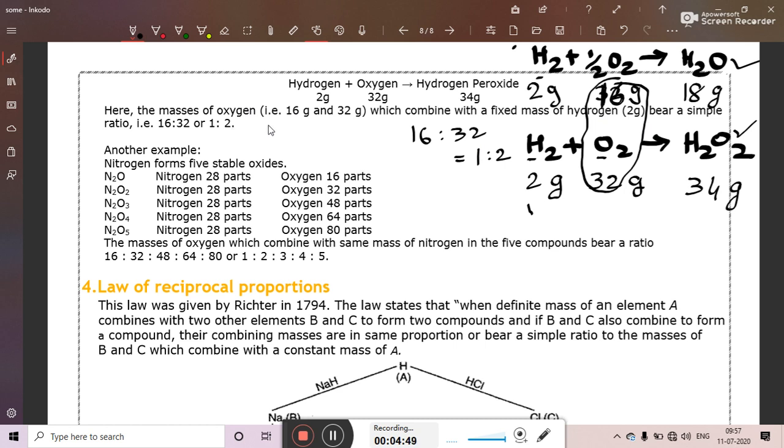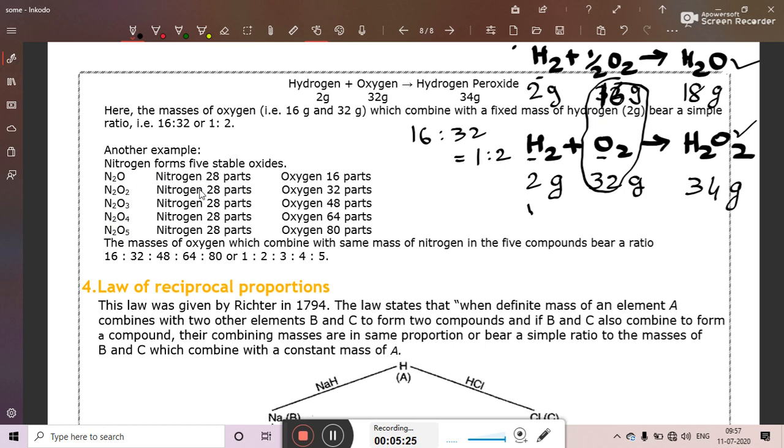Another example is nitrogen forms 5 stable oxides. They are N2O, N2O2, N2O3, N2O4 and N2O5. In all the five oxides, two parts of nitrogen are there. So for 1 mole of nitrogen, it is 14. So 2 mole of nitrogen, so that is 28. So nitrogen 28 parts, oxygen is only 1 mole, so it is 16 parts.